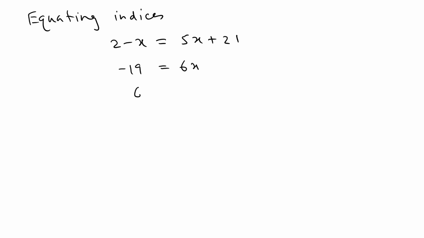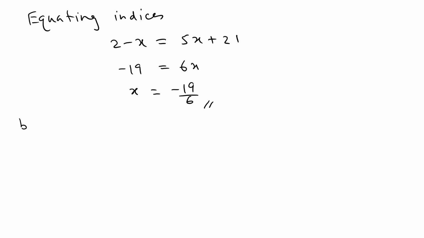That means x is simply negative 19 divided by 6. So that is the x, equal negative 19 over 6. So that's how we solve the problem. So these are the ones you can bring to the same base. So let's try to talk about problems that you cannot bring into the same base.